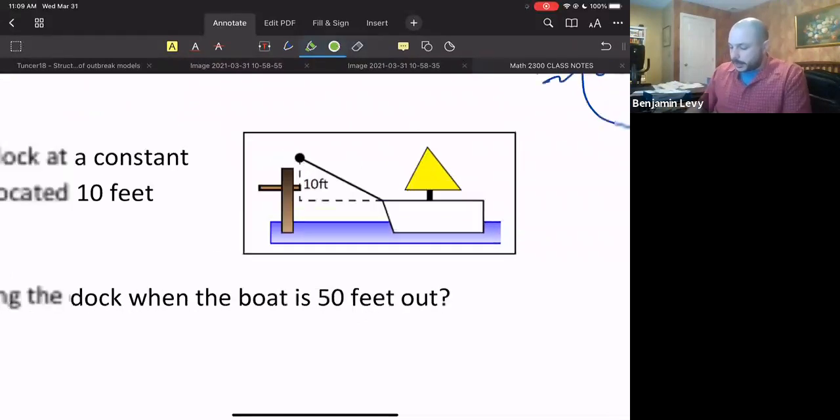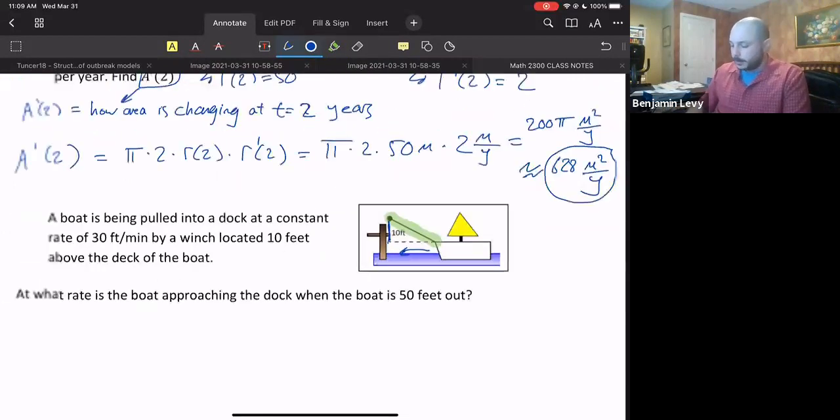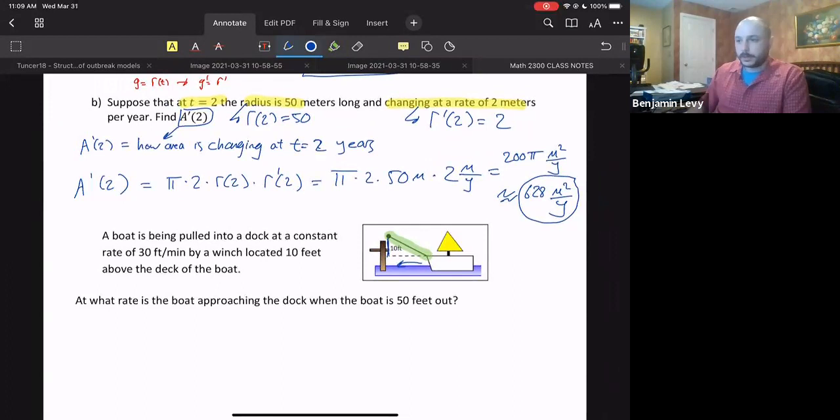And it creates a right triangle in this situation, because as the rope moves, it causes the boat to move closer towards the dock. And the boat is a certain height off the dock, which in this case is 10. If we think about what's moving and what's not moving, a couple of those sides of the triangle are changing, and so those are going to be functions of time. That's the way we're thinking about this.